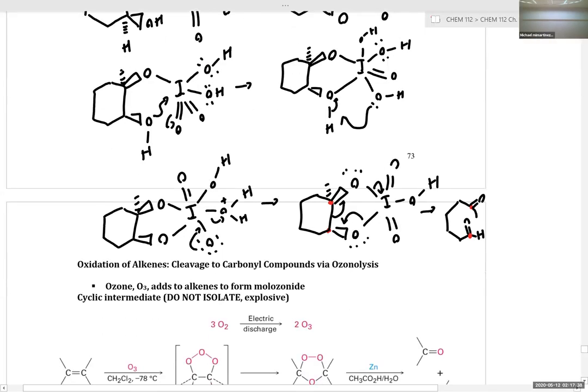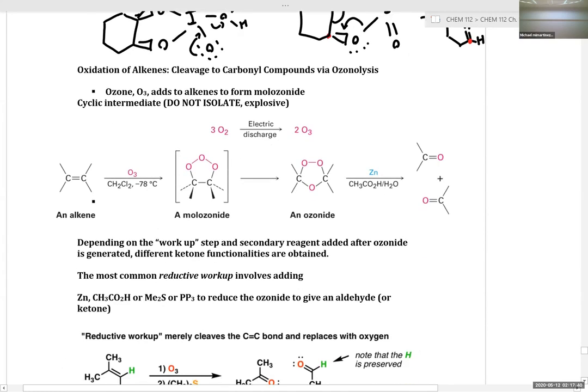Now, another way to oxidize alkenes to generate carbonyl compounds is via ozonolysis. So ozone adds to alkenes to form a malozonide. It's a cyclic intermediate. Now, in general, we don't isolate the products from ozonolysis directly because many of them are explosive. We don't just have the malozonide sitting around in solution. We also have other dioxanes and other higher order oxidized products.